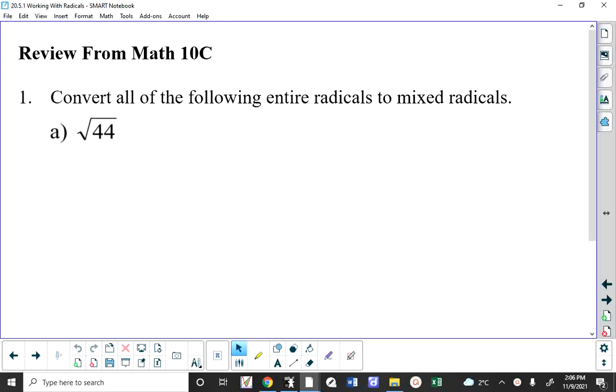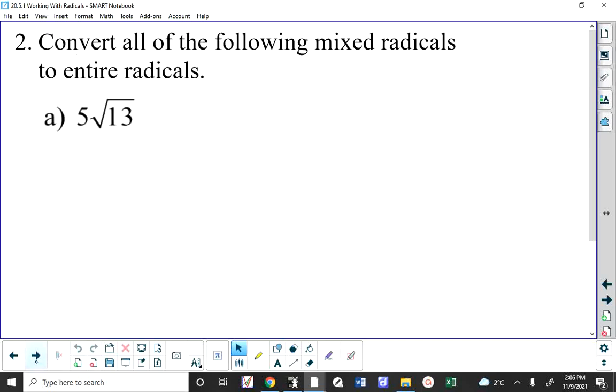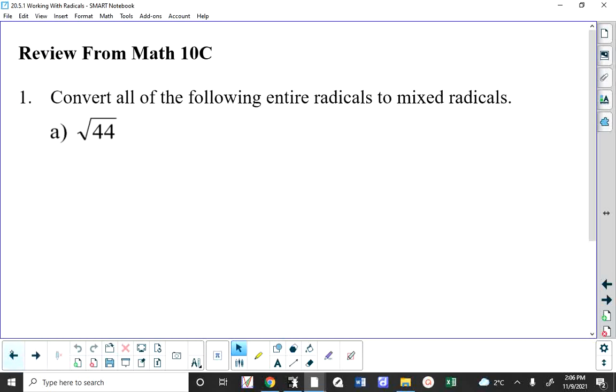Why are these called entire radicals? They're called entire radicals because everything is entirely underneath the square root sign. A radical is something that contains a radical symbol, which is the square root symbol. So, for example, something like this is considered a mixed radical because part of the numbers are under the radical and part are not.